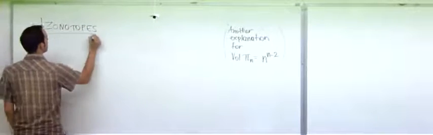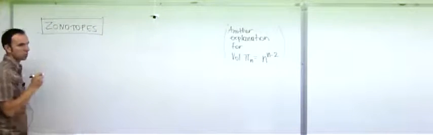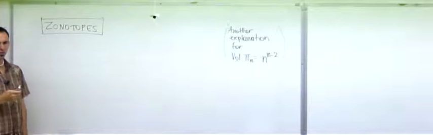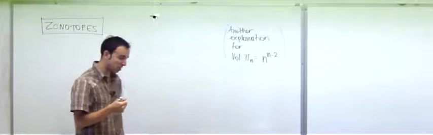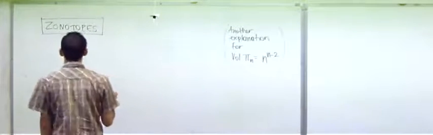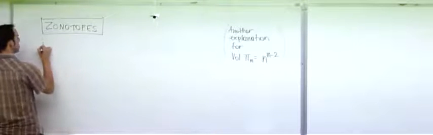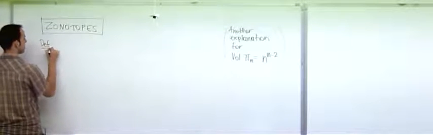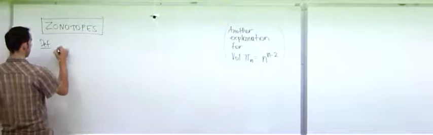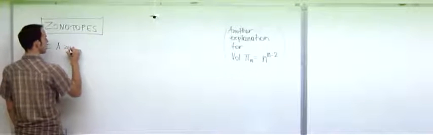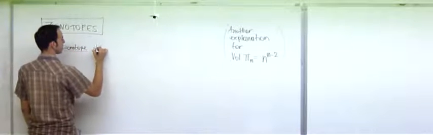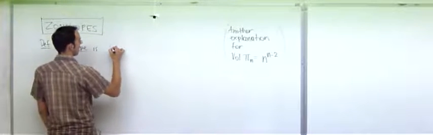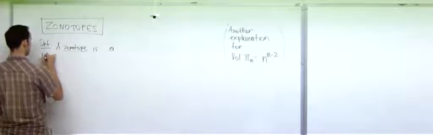And so what I want to tell you about today is about zonotopes. Have I mentioned zonotopes in this class? No? I wasn't sure. I don't remember mentioning them. So here's the definition. A zonotope is a Minkowski sum of segments.